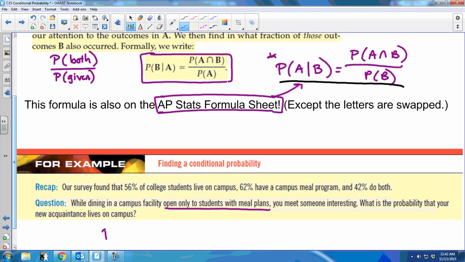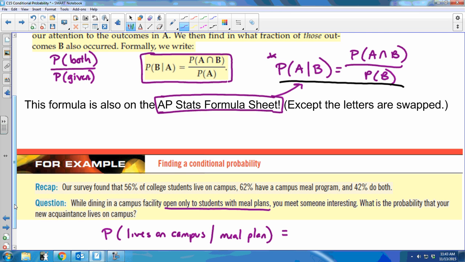So I'm looking for the probability that this person lives on campus given they have a meal plan, because I met them at a place that you have to have a meal plan to be at. Does that make sense? Does that make sense where I got given from? Even though it didn't say the word given.